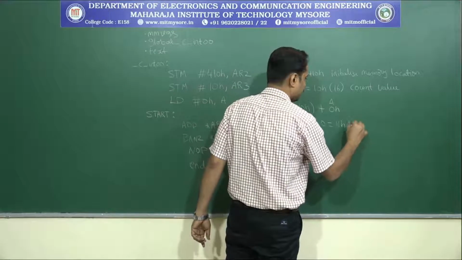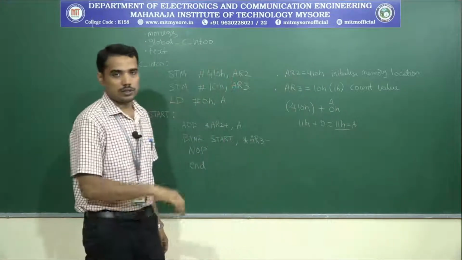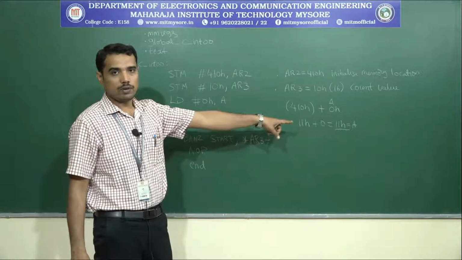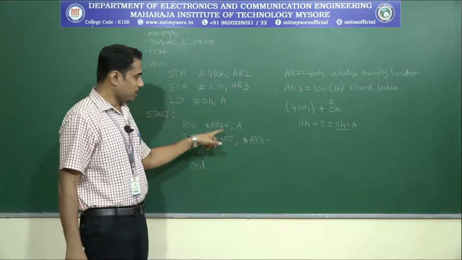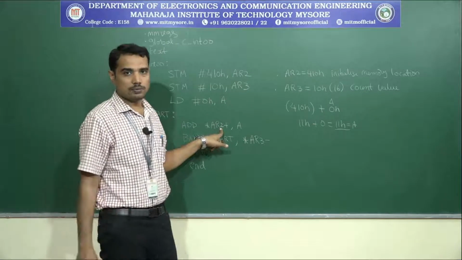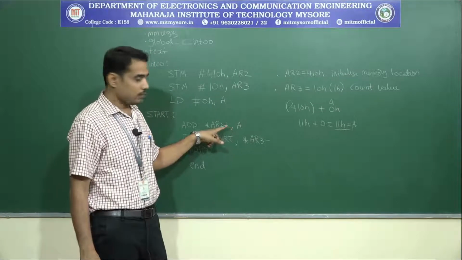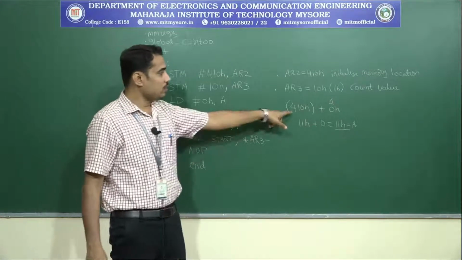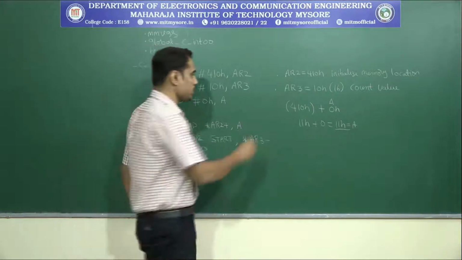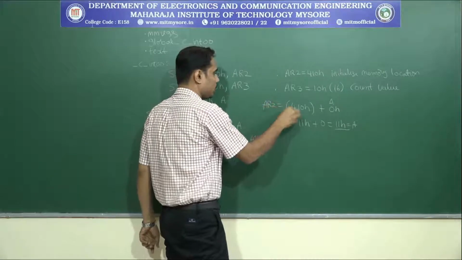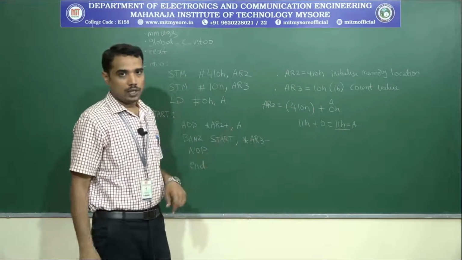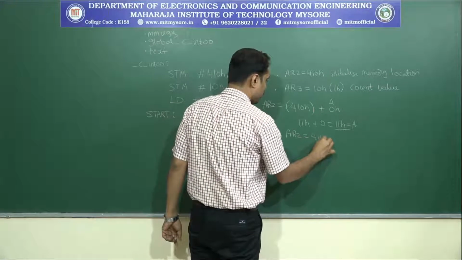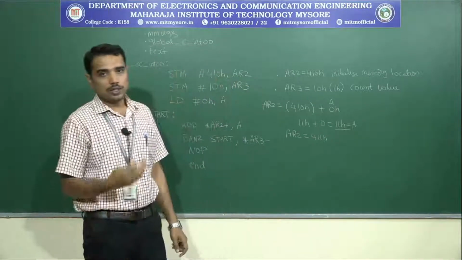Now A is having 11H. Before execution, A was having 0H. Now A is being stored with the value of 11H. After that, the post increment operation comes into picture. After the addition operation, AR2 will be updated. What was the initial value of AR2? AR2 was equal to 410H. After execution of the add instruction, AR2 turns to 411H because of post increment.